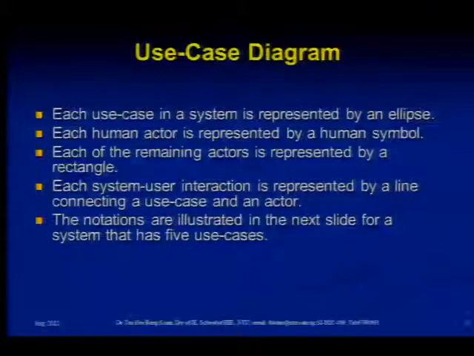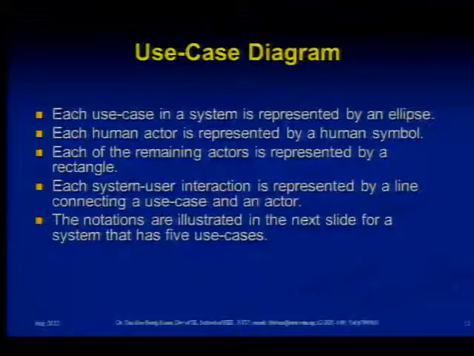Very simple. This one is the simplest. Every use case is represented by an ellipse. Later you will see an example. In a use case diagram, we represent every use case as an ellipse. A human actor is represented by a human symbol. There are two types of actor: human actor and non-human actor. Human actors are represented by a human symbol, and non-human actors are represented by a rectangle.